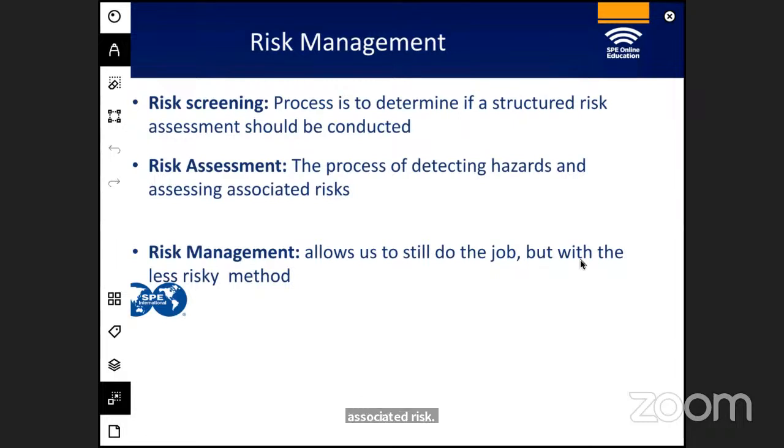And risk management will allow us to still do the job, but with a less risky method. So we might have a small mitigation in place, which will reduce the risk to an acceptable level and allow us to continue operation of the well, whereby the risk is mitigated and the work is performed. However, the level of intervention or the follow-up or monitoring increases. It's called mitigation measures in place, and those actions have to be performed on a routine basis so that our threats are continuously monitored and checked.